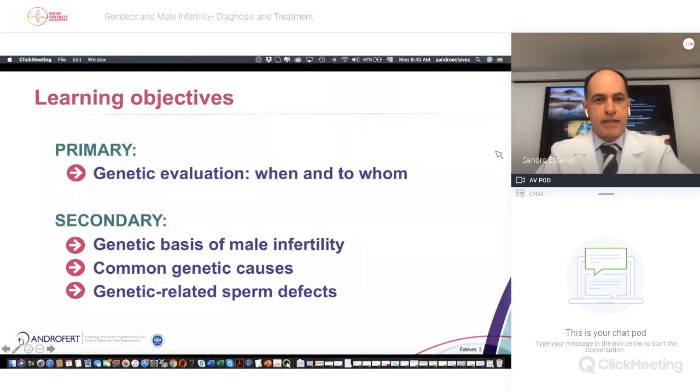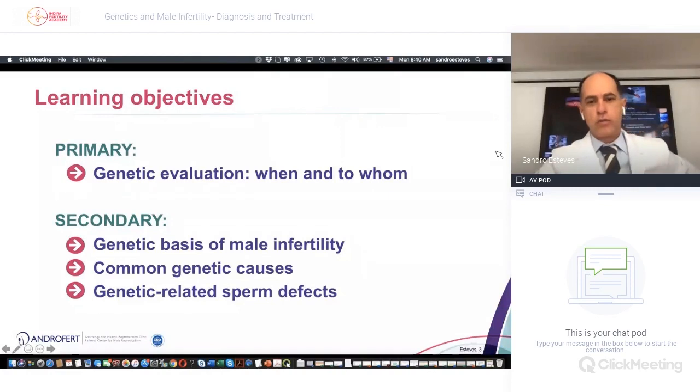The primary objective is genetic evaluation: when and to whom we need to offer this type of evaluation. The secondary objective will be to review with you the genetic basis of male infertility, the most common genetic causes of male infertility, and also some genetic-related sperm defects.